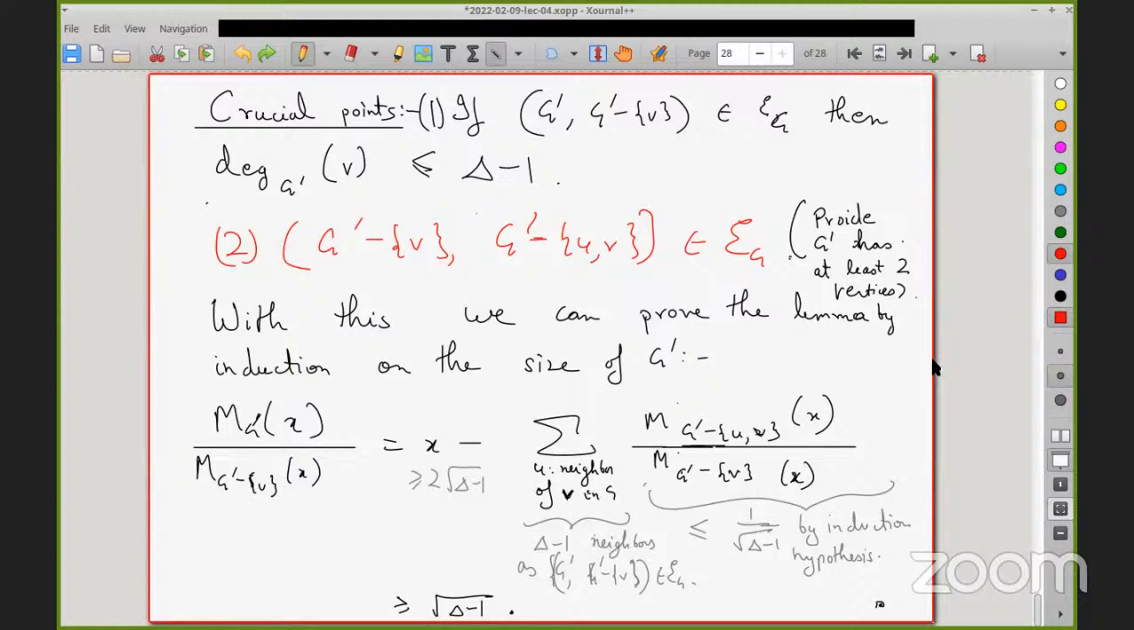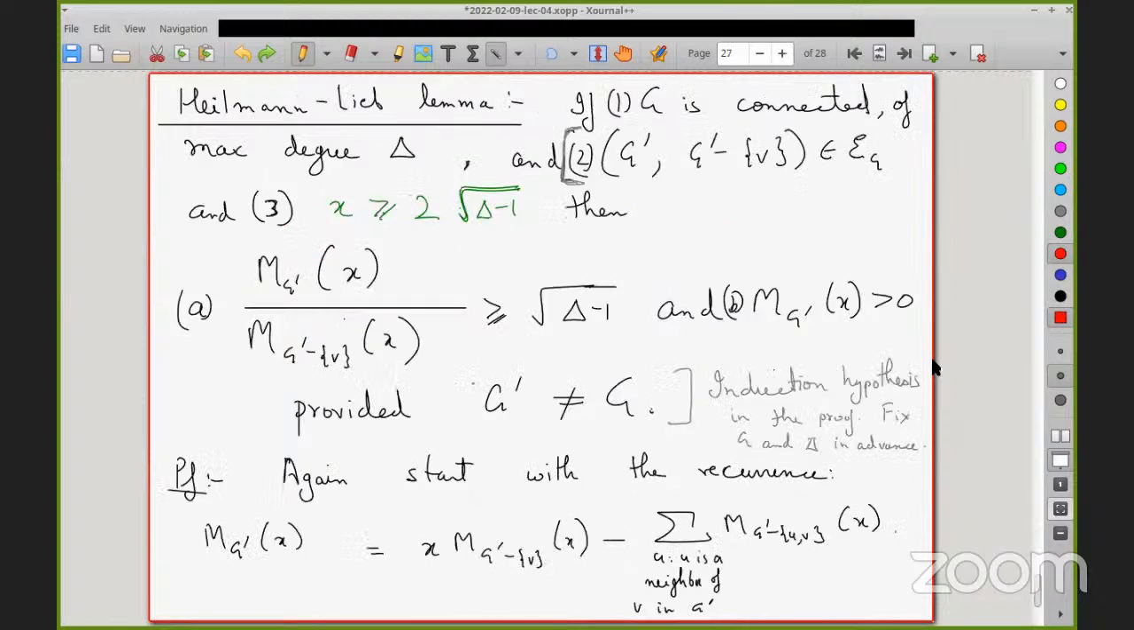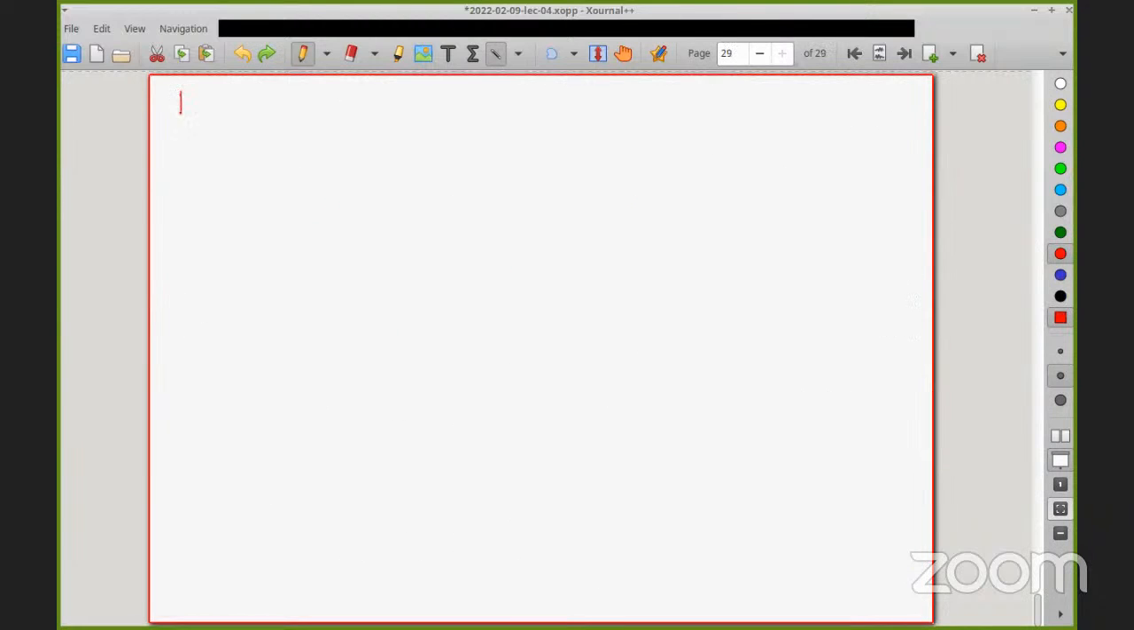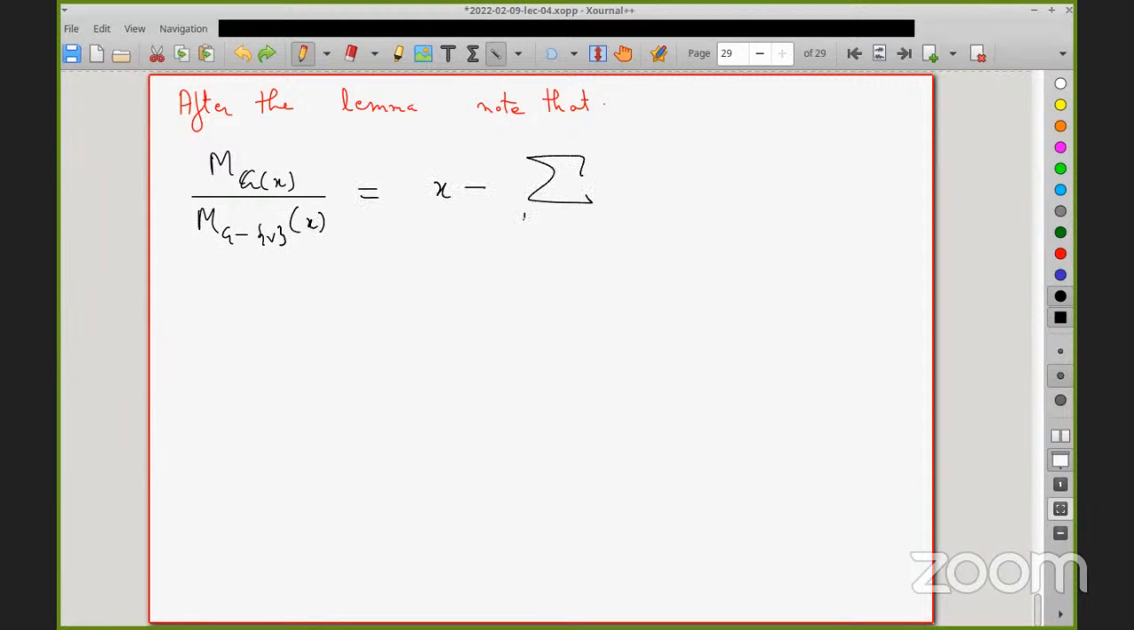So now the only thing remaining, which is also easy, is that once you have this for every pair in G prime, you also want to prove it for G, and that is just from the fact that, after the lemma, note that M_G minus V, M_G(x) over M_(G minus V)(x) is equal to x minus the summation over u neighbors of v of M_(G minus u minus uv)(x).